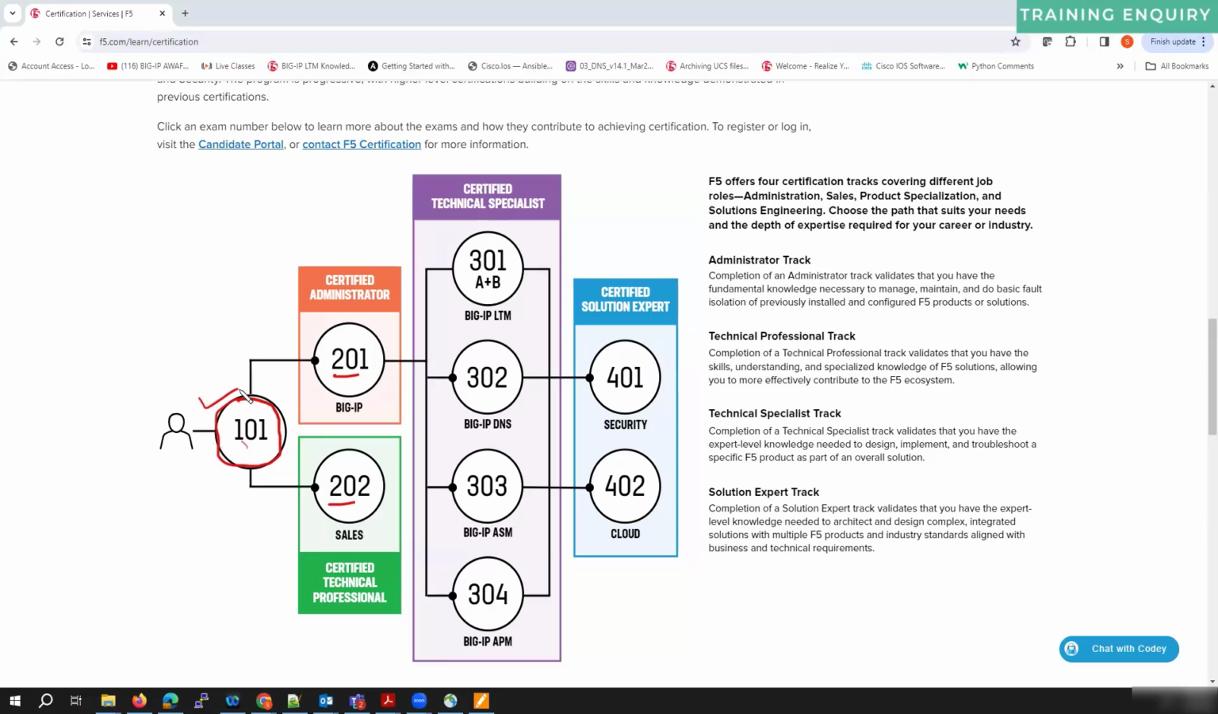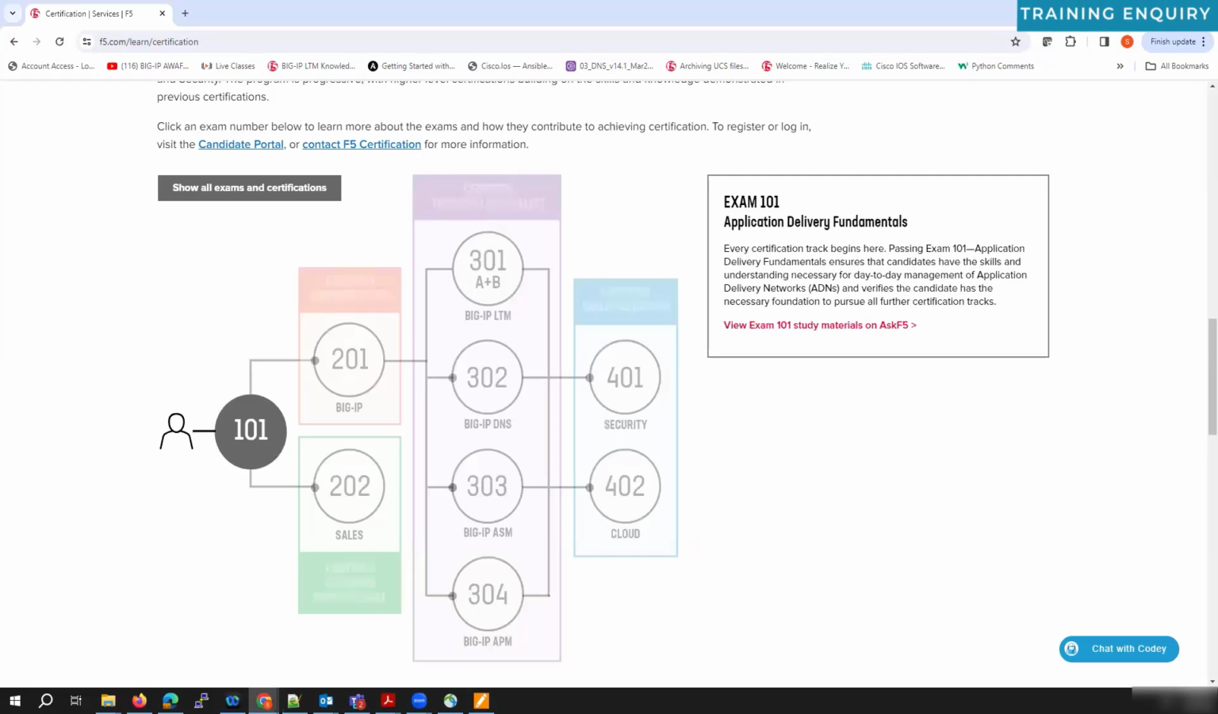So first you have to take 101. Now what is 101? If you look at this 101 examination, it's all about the basics of F5 technology. It is all about application delivery fundamentals, where we learn about the functions of ADC. Remember, when I say ADC, application delivery controllers, I am also talking about load balancers like LTM. LTM is also known as ADC, application delivery controller. So under application delivery fundamentals, we talk about the ADCs.